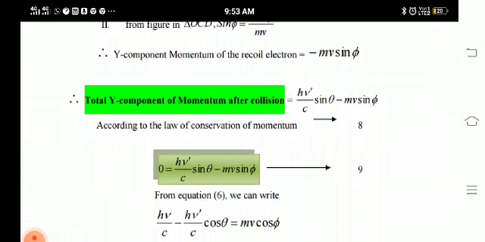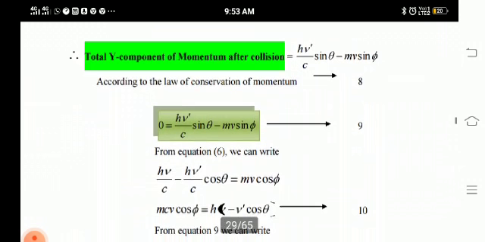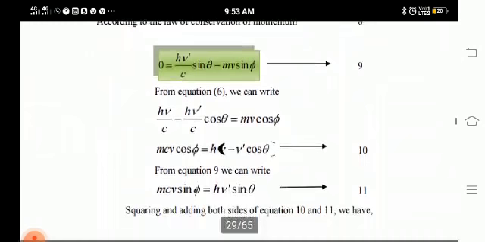We get 0 is equal to h nu dash by c sin theta minus m into v into sin phi, so h nu dash by c sin theta is equal to m into v into sin phi. From equation number 6, the total momentum along the x-axis gives h nu by c minus h nu dash by c cos theta is equal to m into v into cos phi.